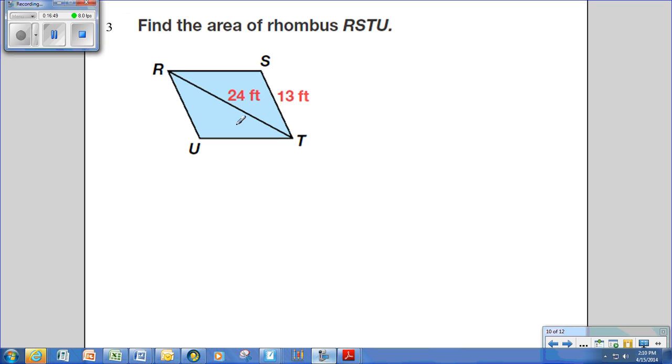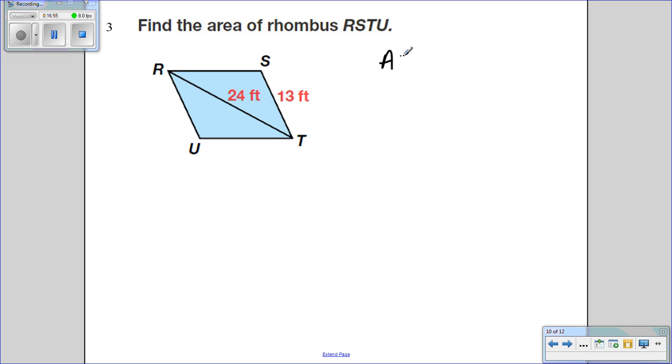Okay, we'll do one more rhombus. Now this rhombus, we're going to find the area of this rhombus RSTU. So let me write out my formula one more time. It's 1/2 diagonal 1 times diagonal 2. Now diagonal 1 we'll call RT. That's already labeled as 24. So we have 1/2 times 24. And again, diagonal 2 is not even drawn in there. So I'm going to draw diagonal 2 in there.